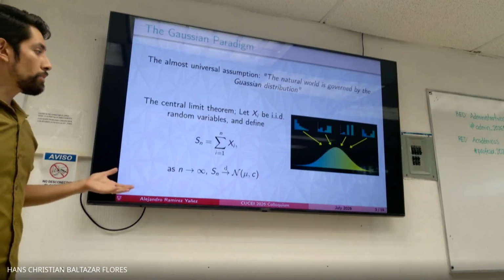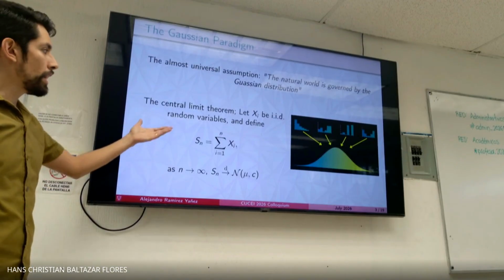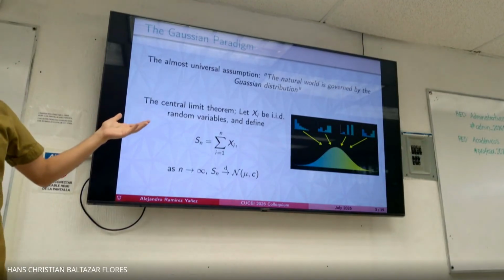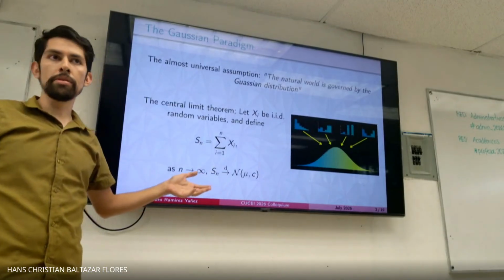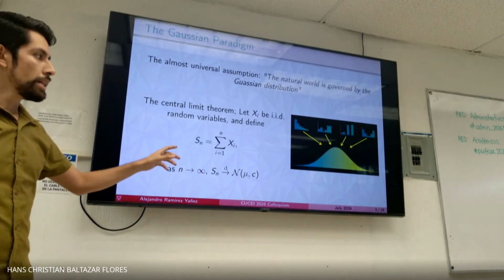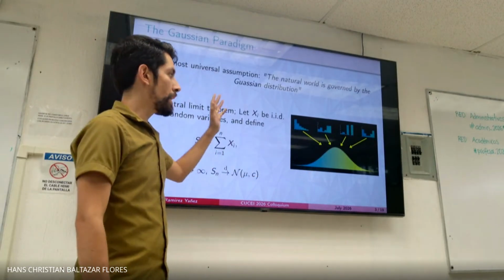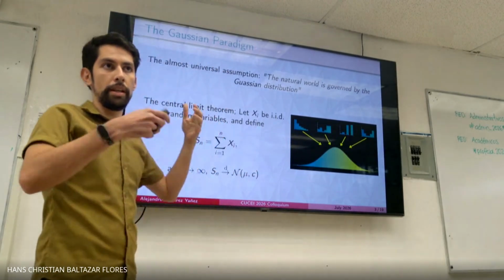In mathematical language, you can describe it as follows. If you have random variables that are independent and identically distributed, and you take the sum of many of those variables, then the distribution of that sum is going to be a Gaussian distribution. And it doesn't matter what the distribution of the numbers that you are taking is.